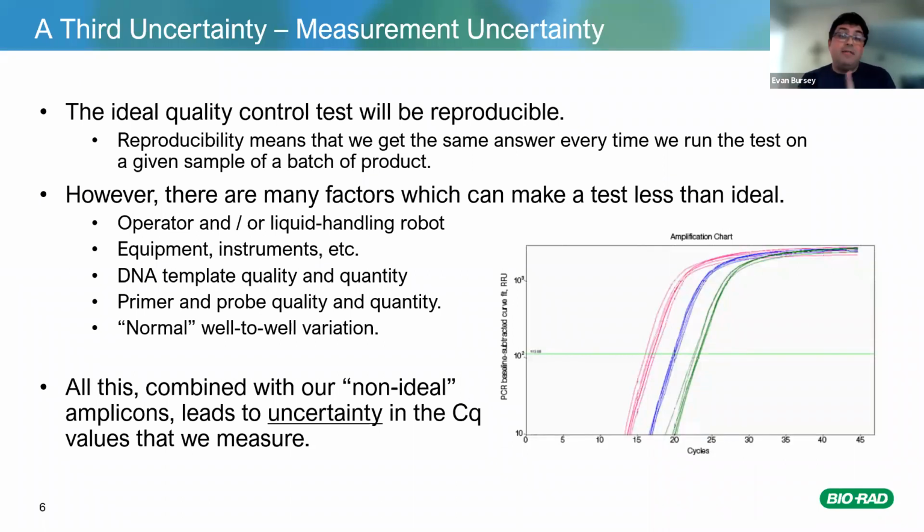The quality and quantity of the DNA template that you're feeding into the PCR reactions, the quality and quantity of your primers and probes, if you're using probes, that can have an impact on reproducibility. And then there's what I tried to say here is normal well-to-well variation. What I mean by that is, as Liz described the PCR process this week and last week, every PCR cycle you expect to perfectly copy all of the template in there. So you go from 1 copy to 2 copies to 4 copies and so on and so forth. There's a perfect PCR efficiency, right?